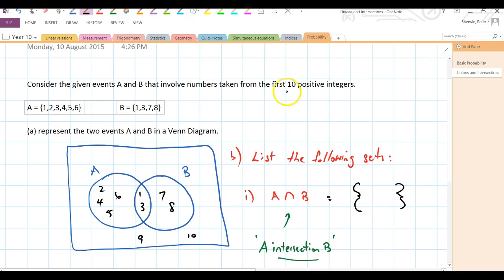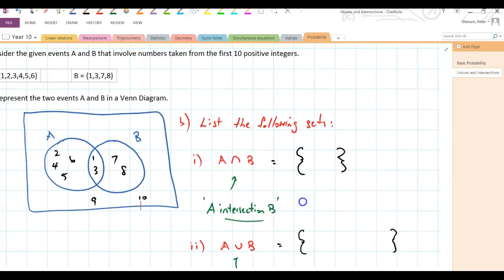in A nor B, yet they are in the sample. So they're included in the sample space. So 9 and 10 sit outside, and that now gives us our display of where our objects lie.